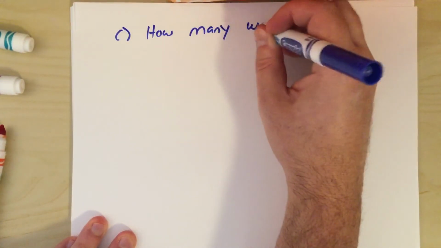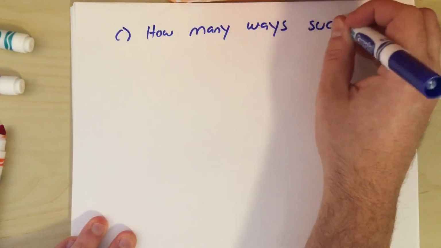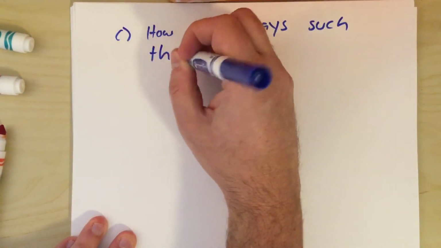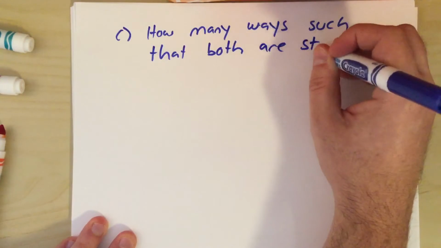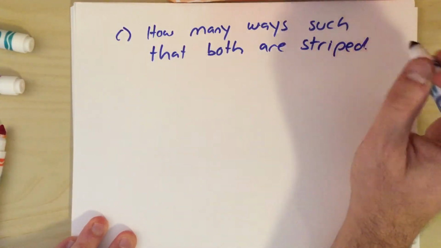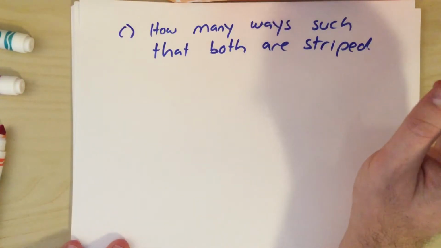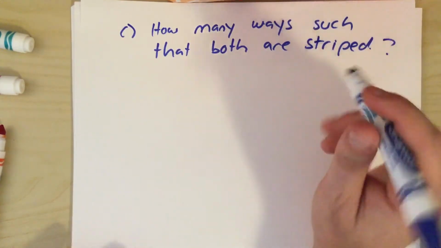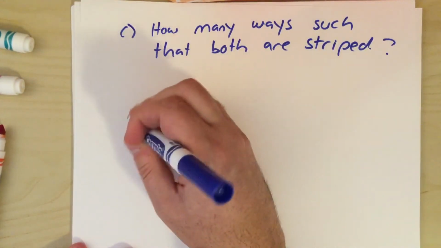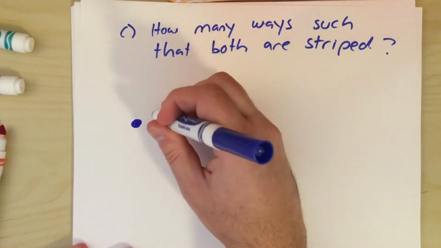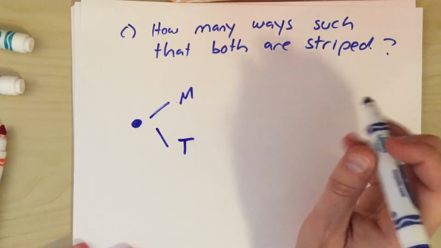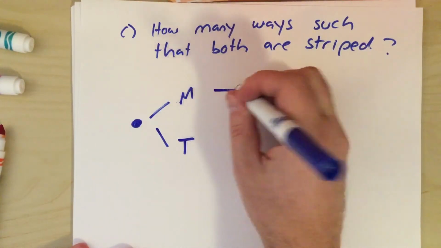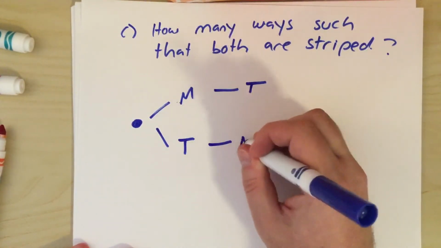How many ways such that both are straight? Well, that's a bit easier. Again, you can pause it if you want, but the only 2 striped ones are, the first one had better be magenta and the second one turquoise. If we pick the magenta, it's got to be turquoise next. If we pick the turquoise, it's got to be the magenta next.